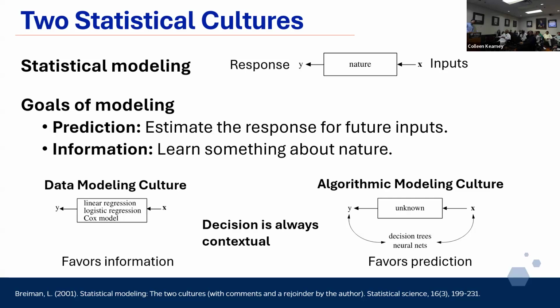Any statistical problem looks something like this up top, where inputs go in, you have a response, and something happens to transform the inputs to a response. The goal of the data modeling culture, which is the conventional stats people, probably what you all are most familiar with, is to extract information about nature, if that makes sense. And for us, AI people are leaning more towards this algorithm modeling, where the goal is not, I think ultimately it's about extracting information, but the immediate goal is prediction.